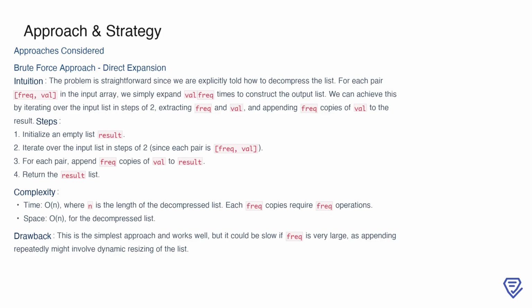However, it has a potential drawback. If frequency is very large, appending repeatedly can introduce overhead due to dynamic resizing of the list. While the time complexity is O(n), proportional to the length of the decompressed list, and space complexity is also O(n), this method may not be the most efficient for all scenarios.